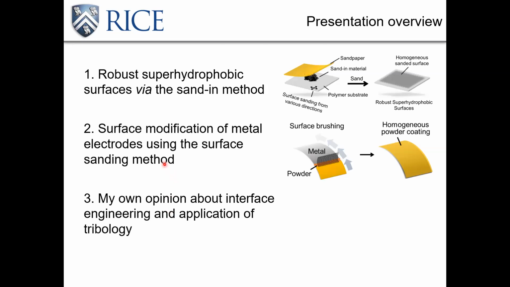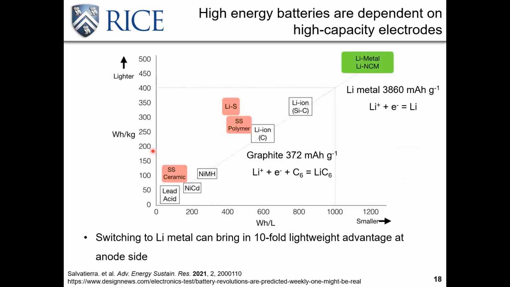Then we turn our focus to the metal foil made by the sanding method. Due to the development of portable electrical devices, people are pursuing rechargeable batteries with higher energy density. To achieve this goal, the development of high-capacity electrodes is very important. As you can see, the current commercial batteries are lithium-ion batteries, which use graphite as the anode.